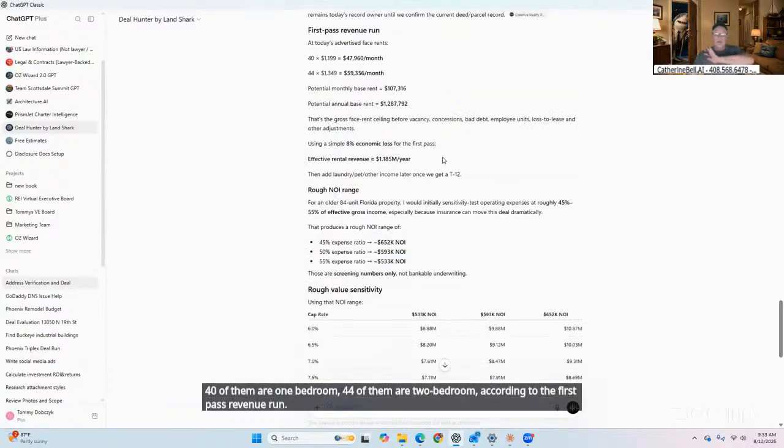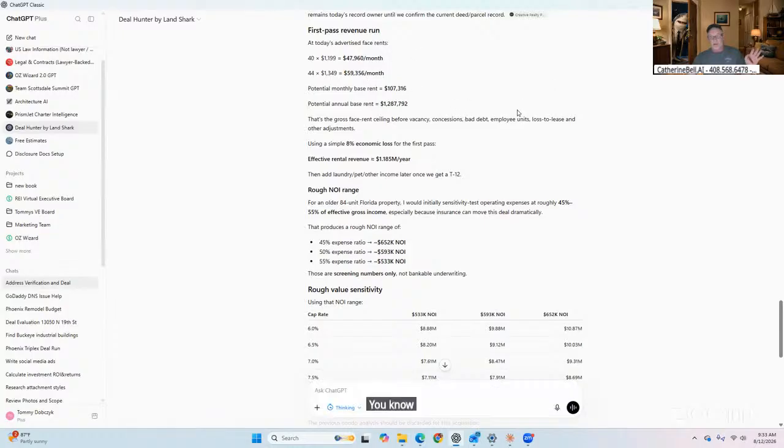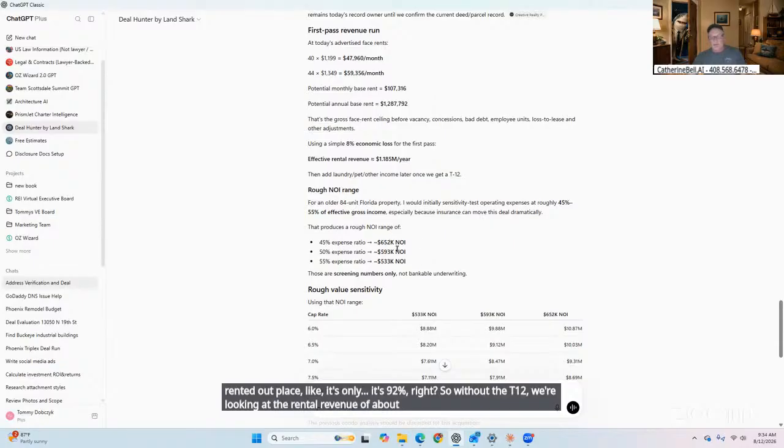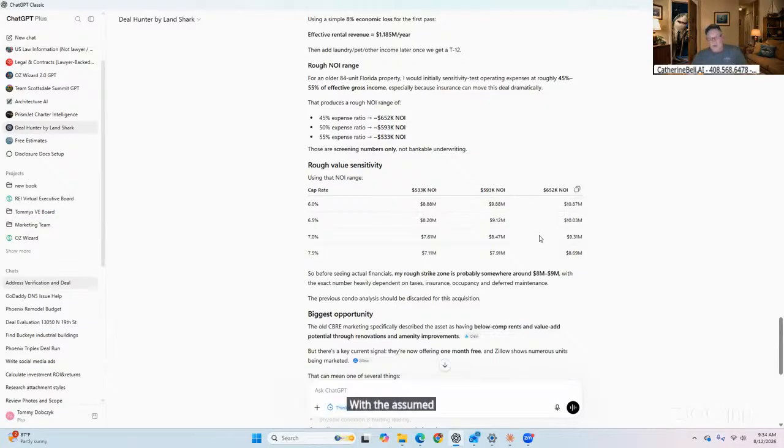We don't have all the economic paperwork loaded yet, so we're assuming these numbers. If we're assuming a 45 to 55 expense ratio, the net ROI on a fully rented out place is 92%, right? Without the T12, we're looking at rental revenue of about 1.18, and then factoring in the expenses, we're coming up with cap rates where, with the assumed NOI, our values range from 8.8 to 10.8.